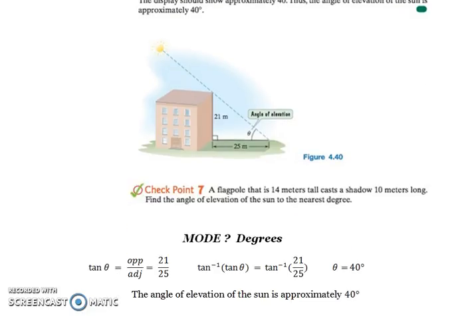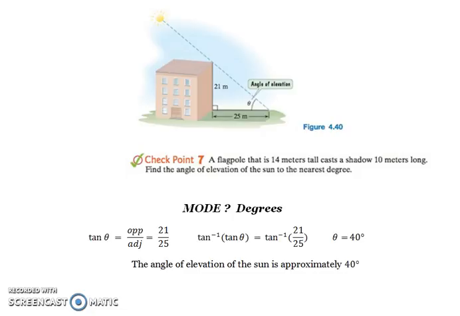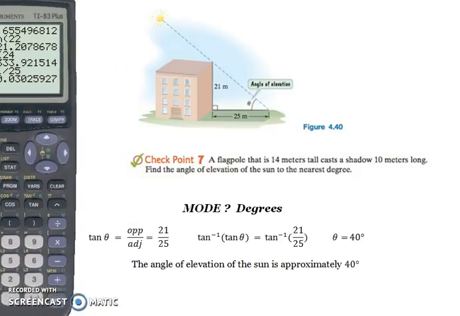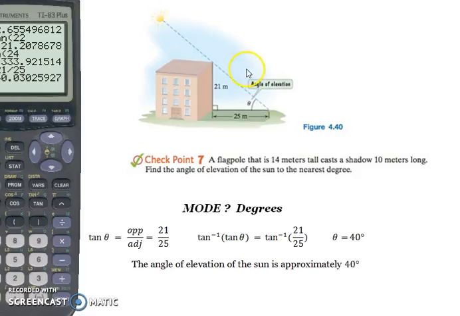You only use inverse tangent, or inverse cosine or inverse sine, the one above it, if you are looking for an angle. So for example, checkpoint 7: a flagpole is 14 tall and has a shadow of 10 meters. So it's basically the same picture, only this would be the flagpole and that's 14. The shadow is 10. So we're looking for the angle of elevation.